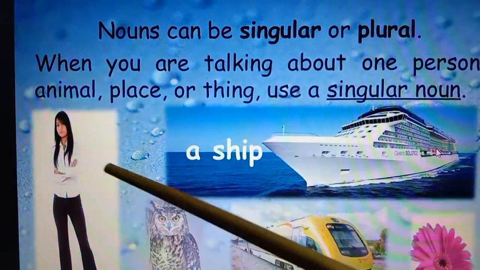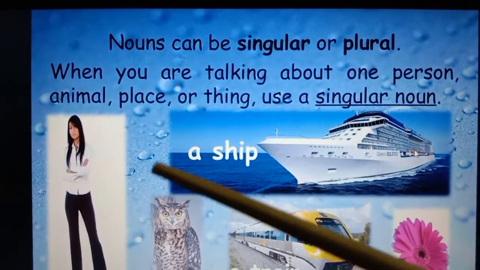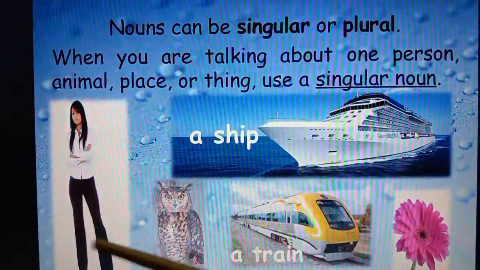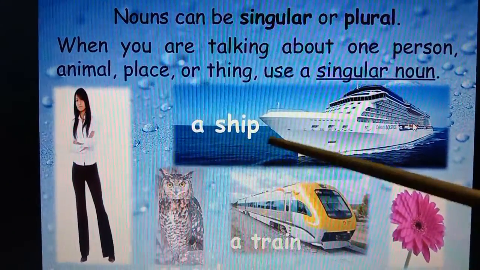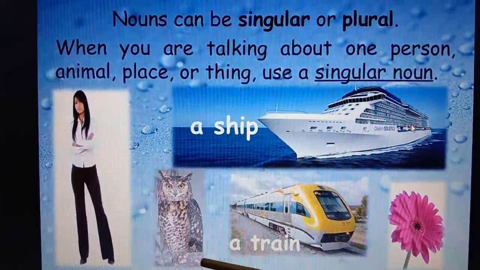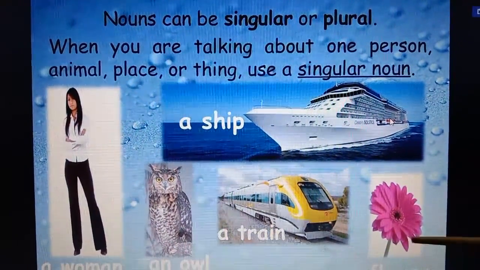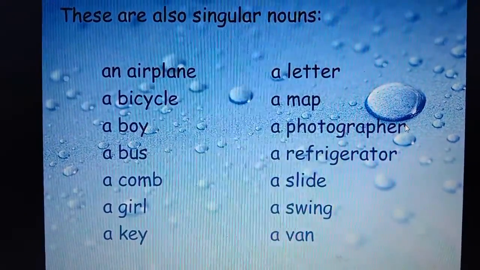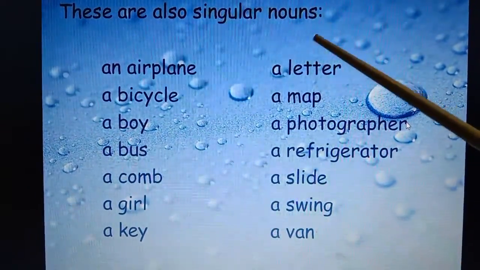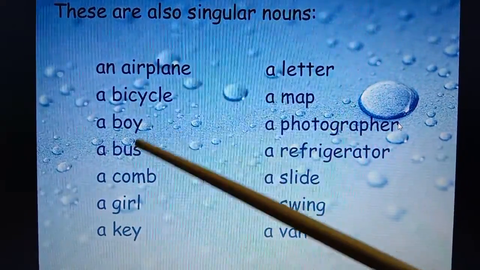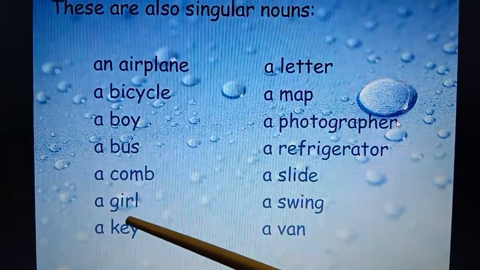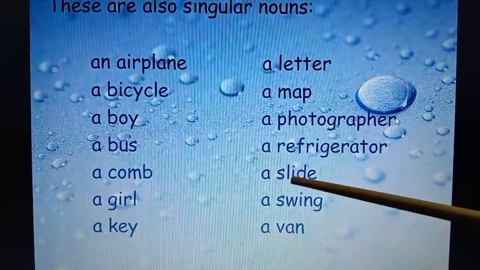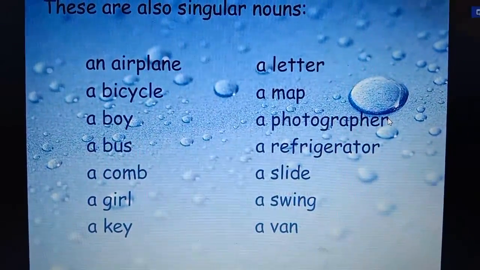Nouns can be singular or plural. When you are talking about one person, animal, place, or thing, use a singular noun. As you can see in the picture, it's a girl, a ship, a train, an owl, a flower. These are singular nouns: an airplane, a bicycle, a boy, a bus, a comb, a girl, a key, a letter, a map, a photographer, a refrigerator, a slide, a swing, a van.